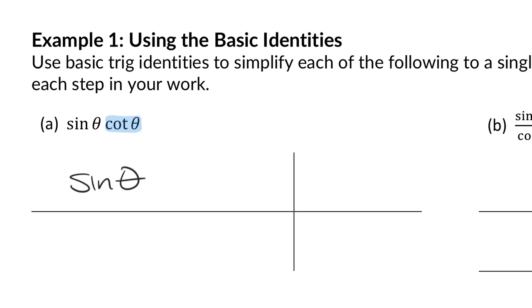Cosine over sine, right? Yeah. So, I was going to do that in color. Cosine of theta over sine of theta. Cotangent is cosine over sine. That's due to the quotient identity.